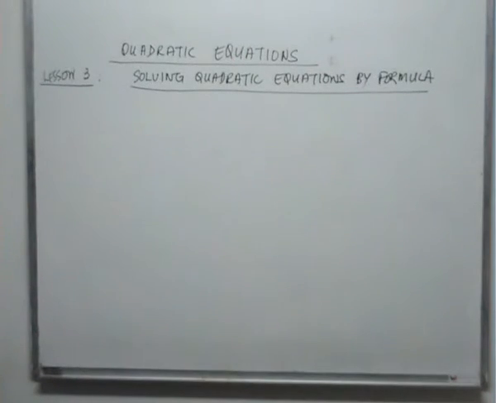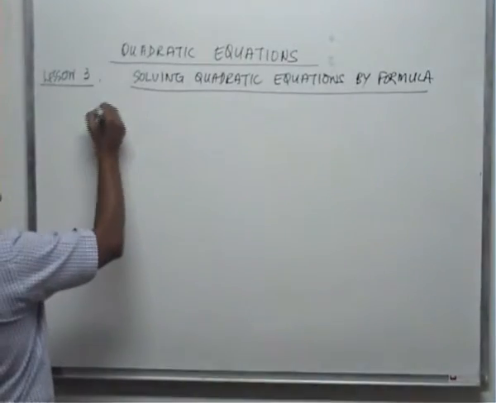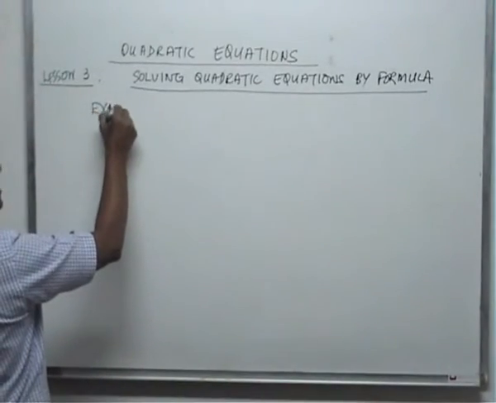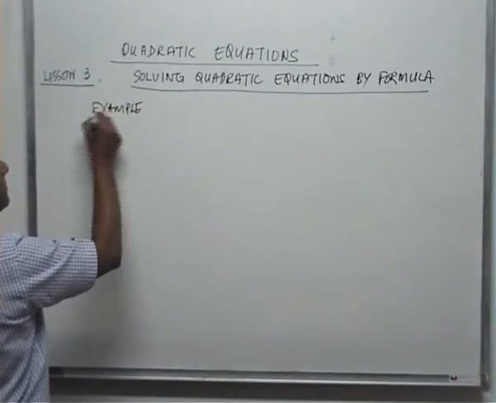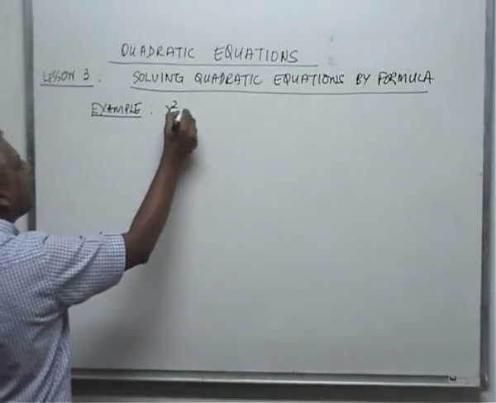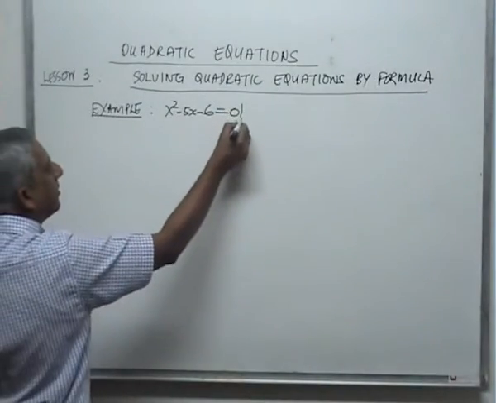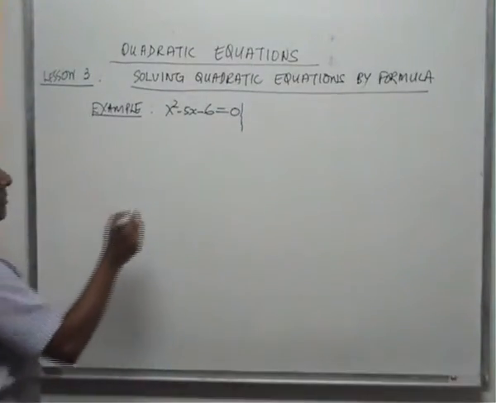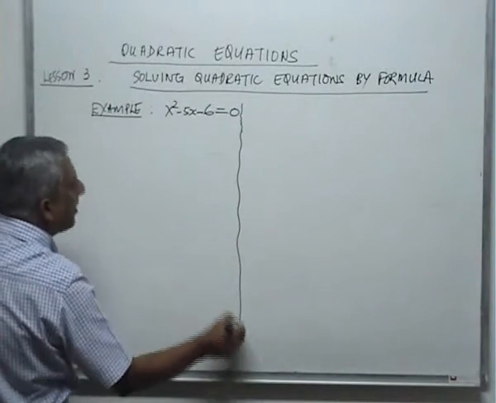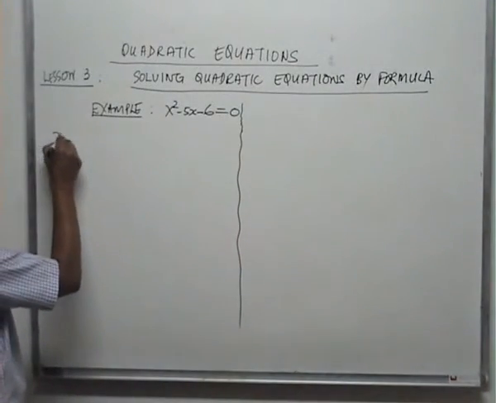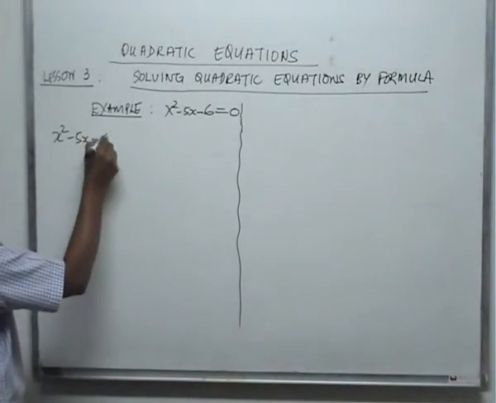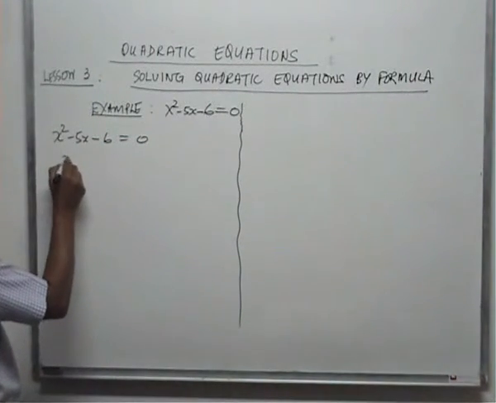On quadratic equations, now we have to solve quadratic equations by formula. Now let's take an example. See, here's an example. X squared minus 5x minus 6 is equal to 0. Now, this example can be solved by factorization.